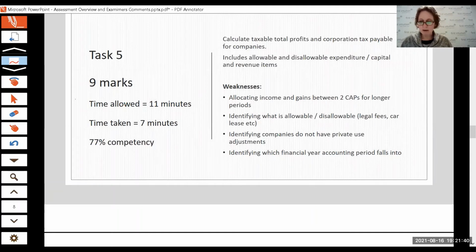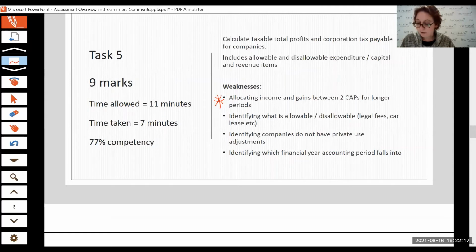I'm going to turn to that in a moment. Weaknesses involve allocating the income and gains between the two periods. So you told me the maximum is a 12-month period for corporation tax. That's not a problem. A 15-month period becomes a 12-month and a 3-month. But what goes in the 12 and what goes in the 3 months? I don't know why this is a weakness. The reference material tells you what to do. I will show you that in a moment. It's quite clear about how to split income and gains between the two periods. So use the reference material.